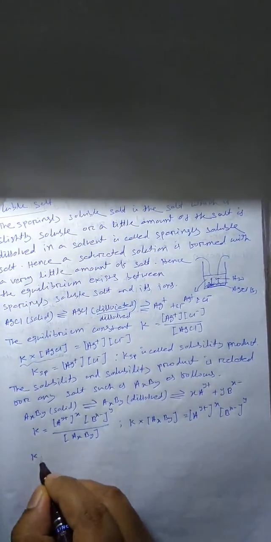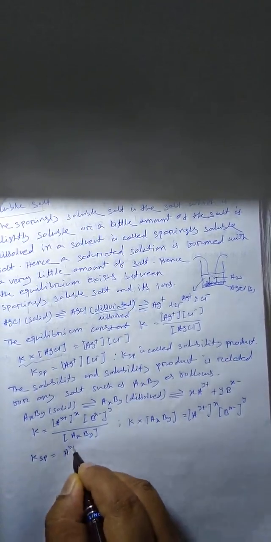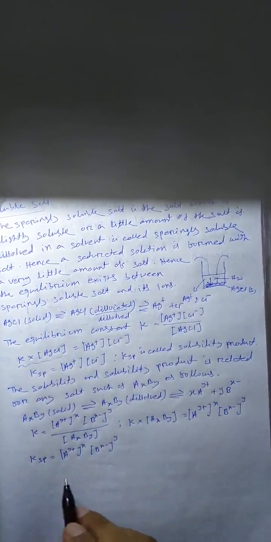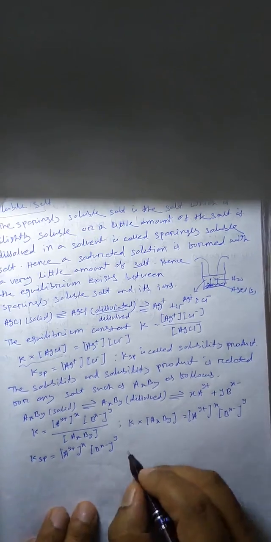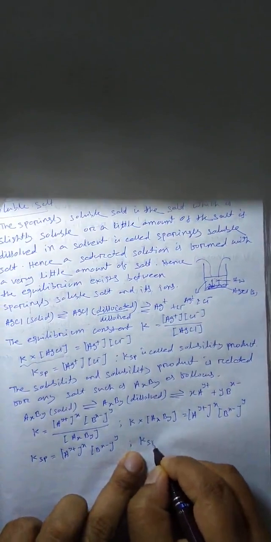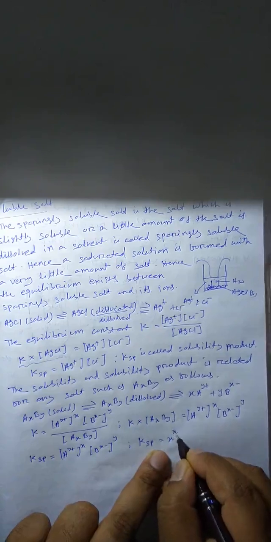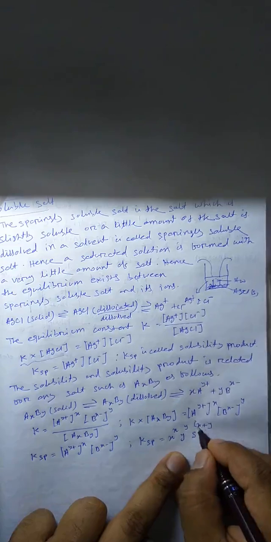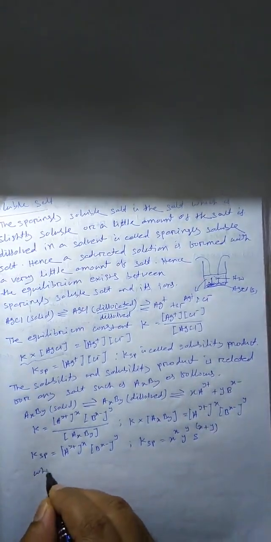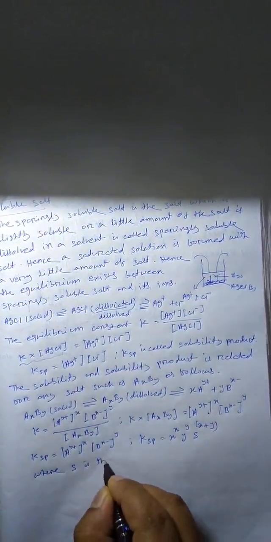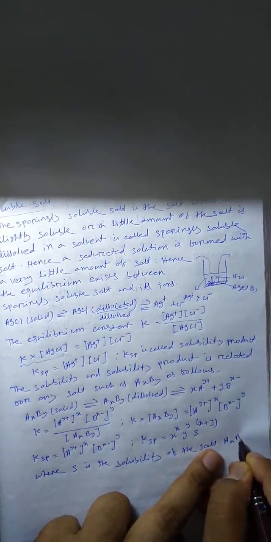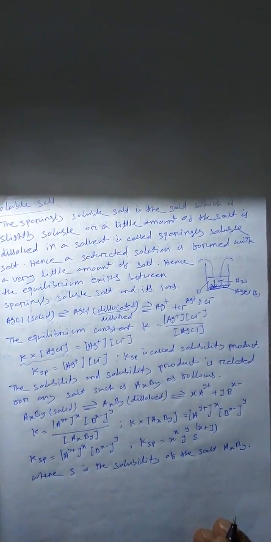So the KSP, solubility product, is equal to A Y plus to the power X, B X minus to the power Y. If we relate solubility product with solubility, KSP is equal to X to the power X, Y to the power Y, S to the power X plus Y, where S is the solubility of the salt AX BY. So for any salt you can find out the solubility product.